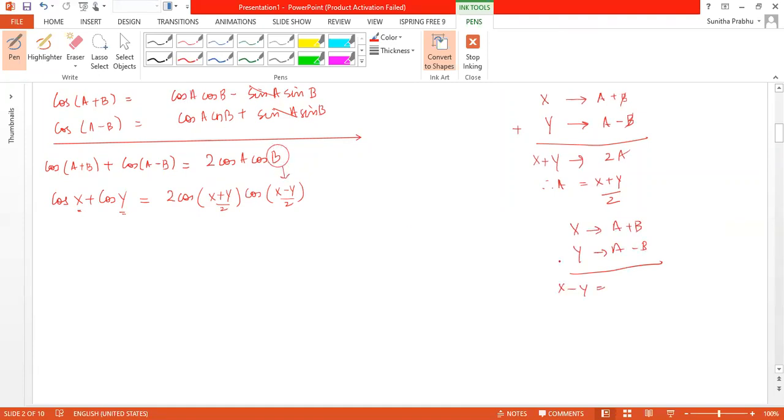If I do the difference between these, a would cancel. I will get 2b. I want only b here. That means b is nothing but (x minus y) by 2. So that's what you're doing.